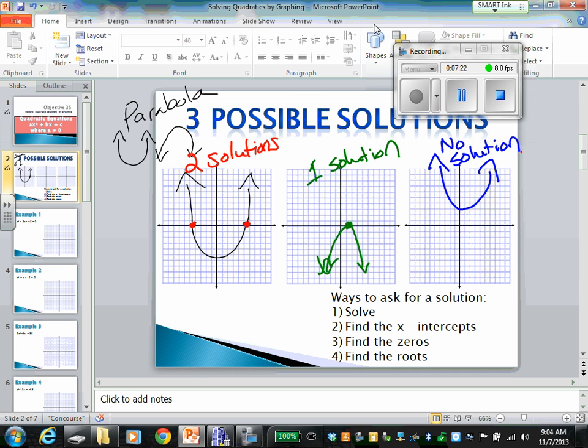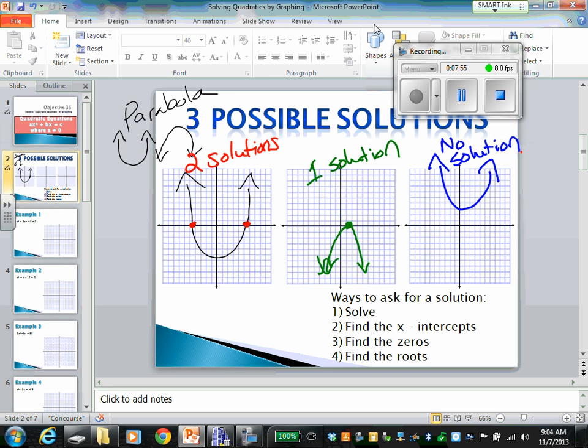Before I move on, let me go over this. On the SOL, they're going to give you probably a quadratic equation, and they will say, solve. And when they say solve, what do they mean? Find out where it's crossing the x-axis. Then they might say, find the x-intercepts. What does that mean? Same thing, where it crosses the x-axis.